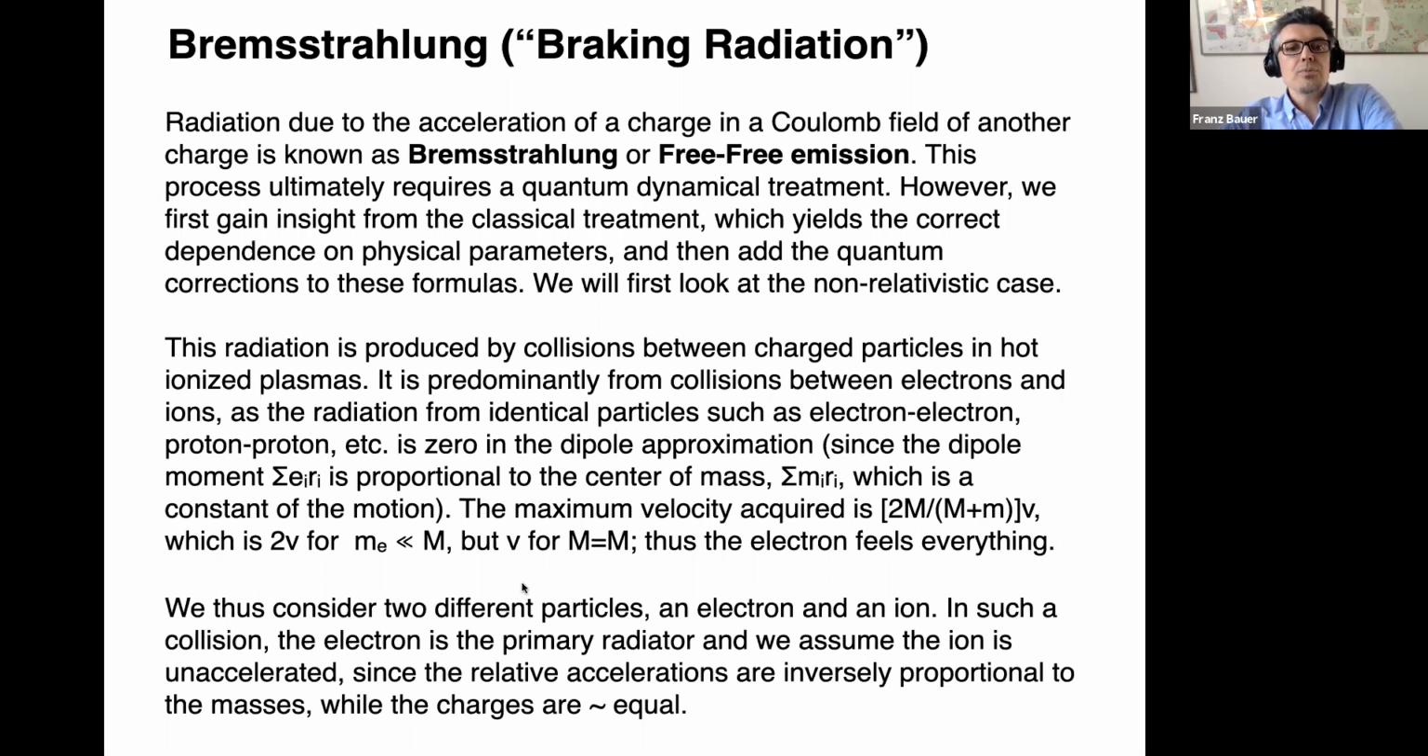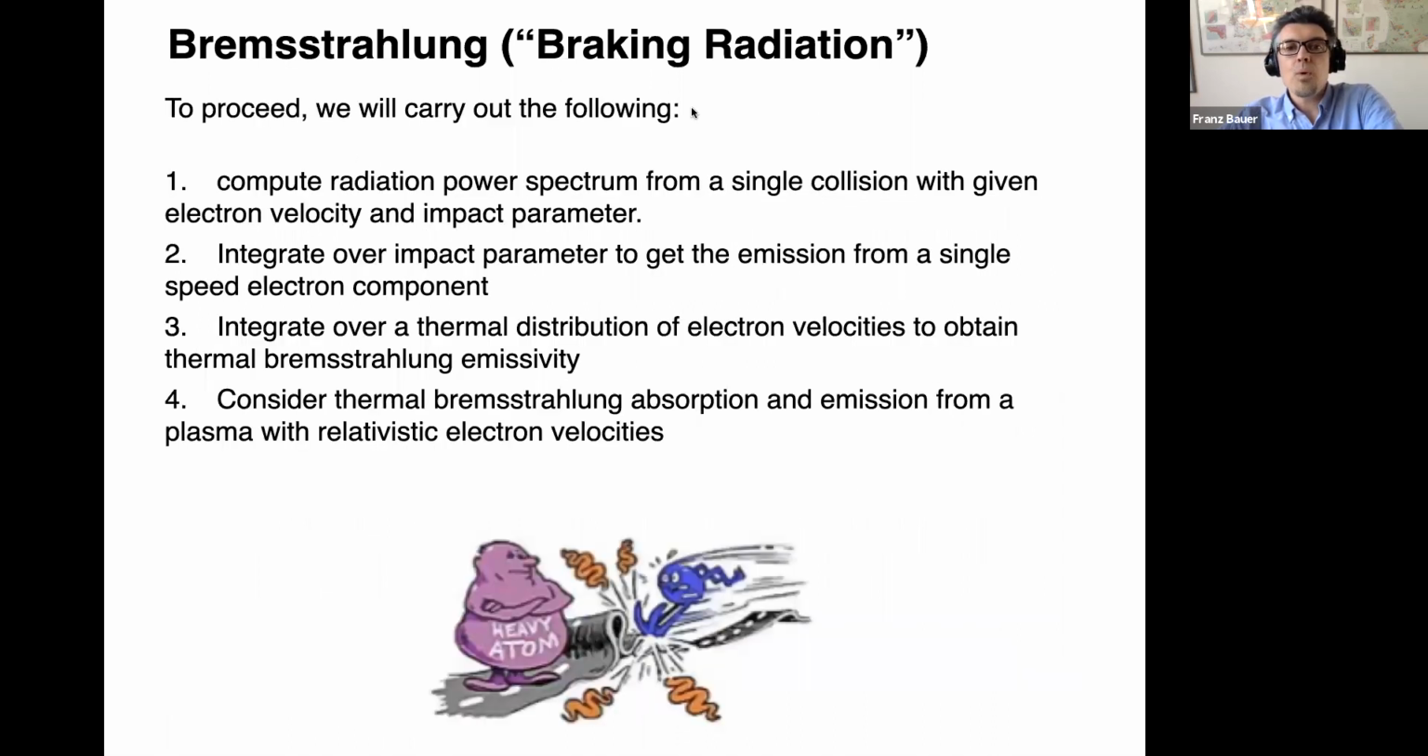Okay, so when we do this calculation, we're going to break it down into a couple of different steps to simplify things. The first one is we will look at a single collision, for a given electron velocity and a given impact parameter. What we want to do is calculate the power spectrum that comes out. What is the amount of energy per frequency that comes out?